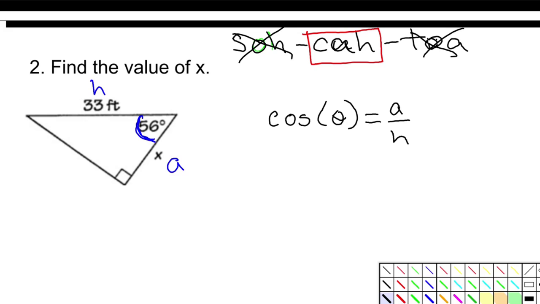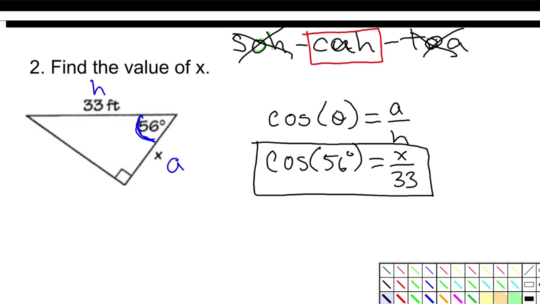Now let's do a quick substitution. So cosine of 56 degrees, perfect, is equal to x over 33. Now again, I'm going to stop right here because technology will get us the rest of the way. So I'll let technology solve this one for us, and then you can record your answer right there.